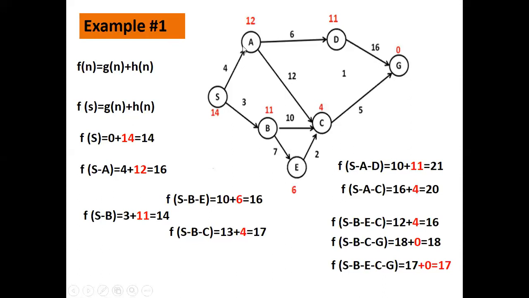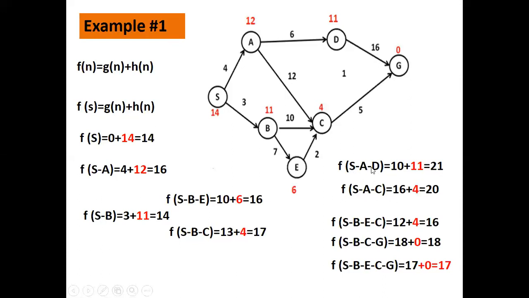Now, that was from S, A and D. Now let us explore S, A and C. So f of S, A and C. What is the actual cost? Actual cost is S to A is 4, A to C is 12. So how much is it? 12 plus 4, that is 16. And the estimated cost of C to reach the goal state is 4. So total cost is 20. So here the total cost when you are using SAD it is 21. When you are using the path SAC it is 20.